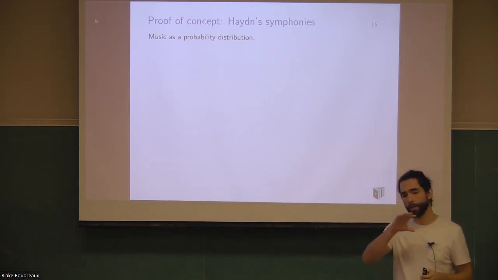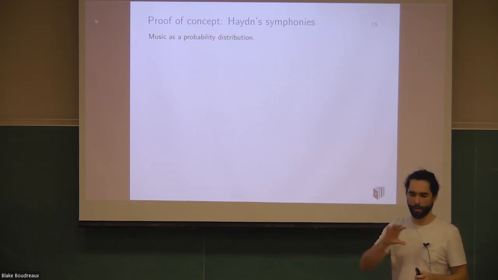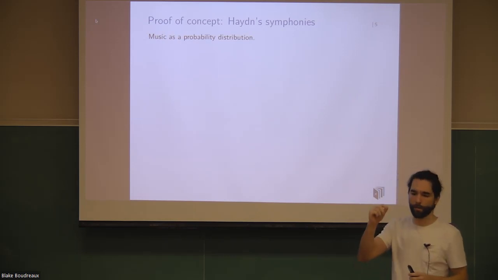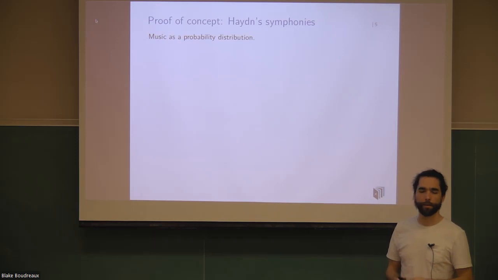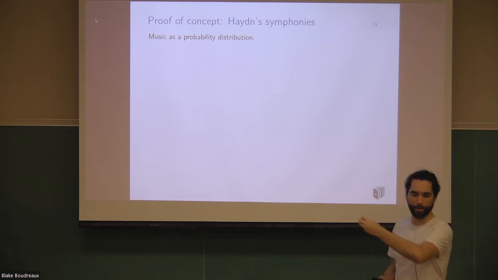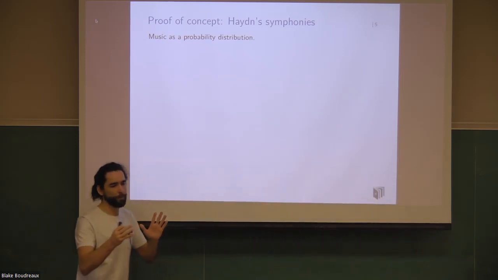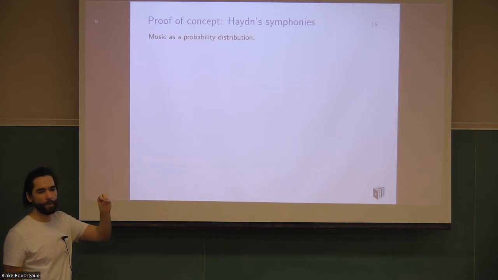So you can think of the score of each of the instruments defining a probability distribution that is based on the frequency of the different notes appearing. And so how often do we play this or that? That will tell you a certain probability of that same note being seen next, right? So we extract from the symphony for every instrument a probability distribution.